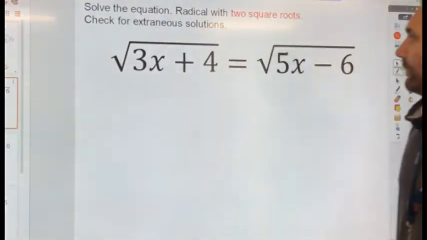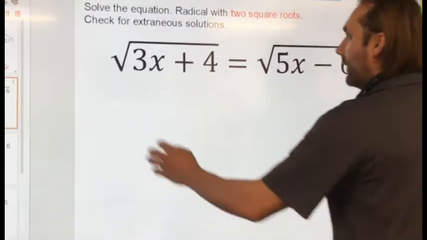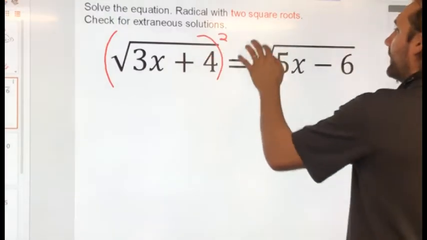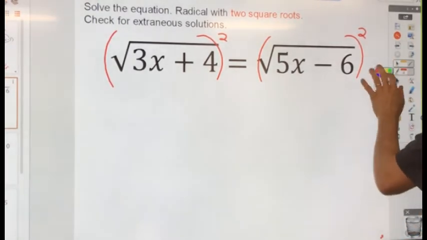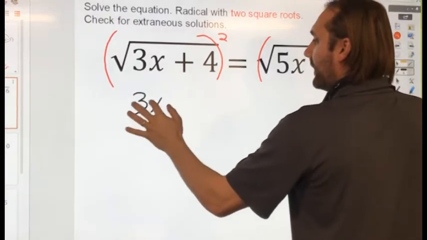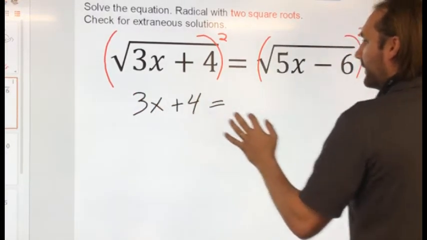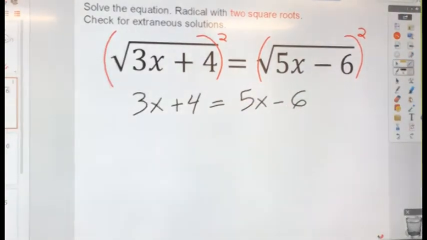When we introduce two radicals, the theory is still the same. How do you get rid of a radical? Square both sides. Either way, we're going to square both sides. What happens here is the idiom, I kill two birds with one stone. So that gets rid of this radical on the left. I'm left with 3x plus 4. Also gets rid of the radical on the right, 5x minus 6. And now I'm left with the linear equation that I can solve for x.